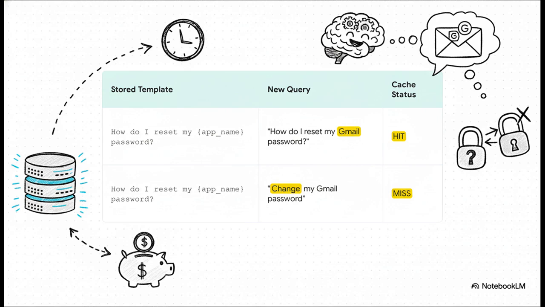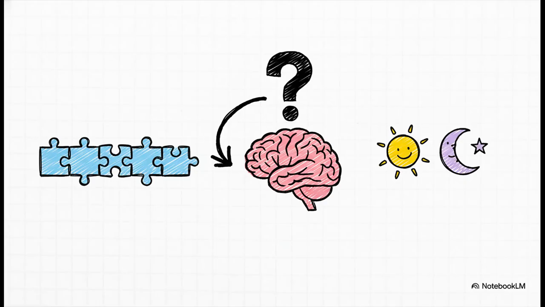But take a look at that second example. The user says, change my password instead of reset my password. The intent is identical, but the syntax is different, so it's still a miss. And that's our new problem, isn't it? We've gone from matching exact characters to matching the structure of a sentence, but we're still not getting the meaning behind the words. To do that, we have to take a really big leap.